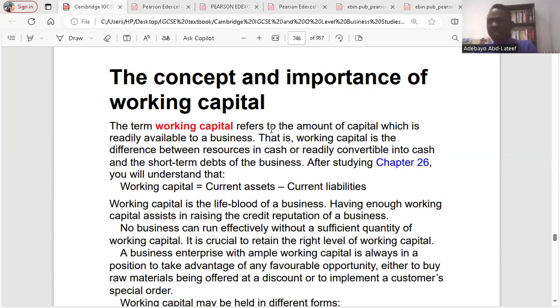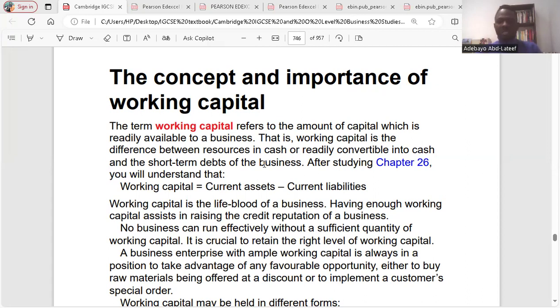So the concept and the importance of working capital. When we talk about working capital, this is the money that the business uses in running the day-to-day activity of the business. Concept and importance of working capital. Like I said earlier, working capital refers to the amount of capital which is readily available to a business. So it is what the business uses in running its day-to-day activity.